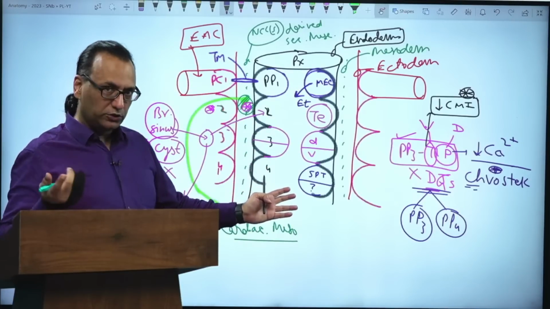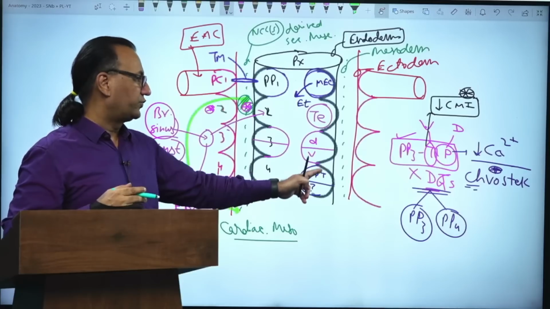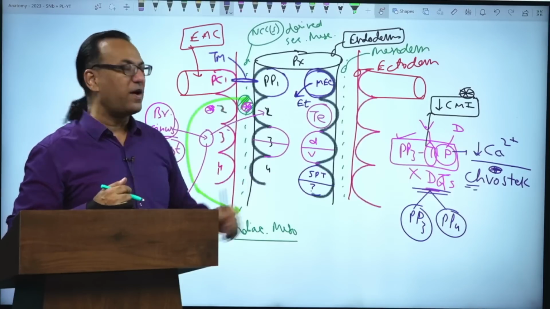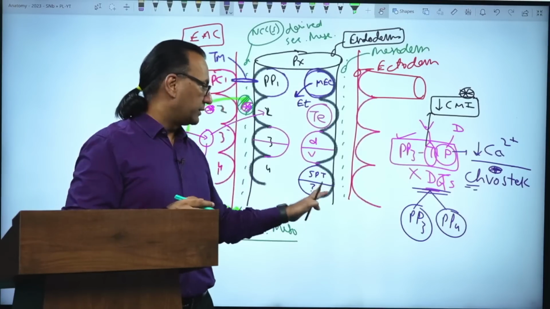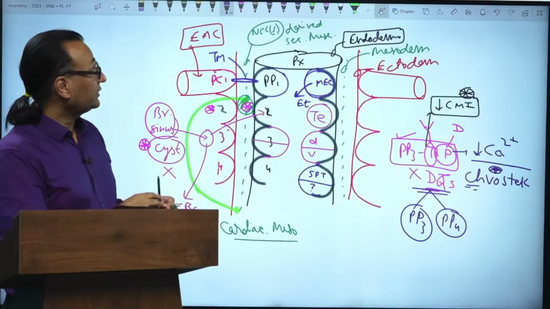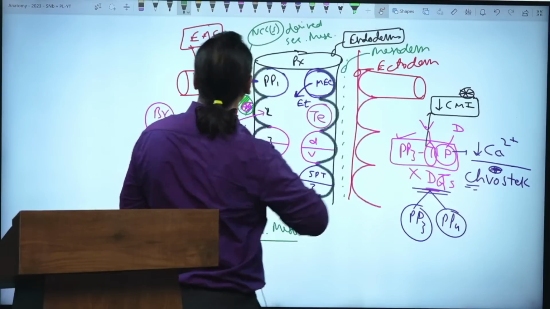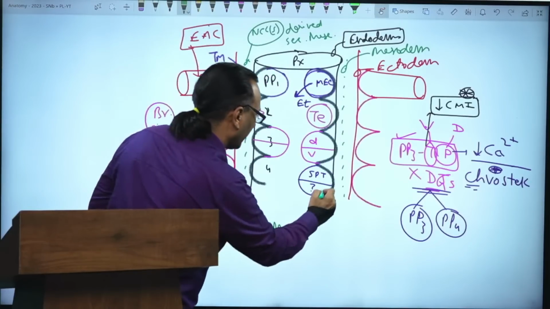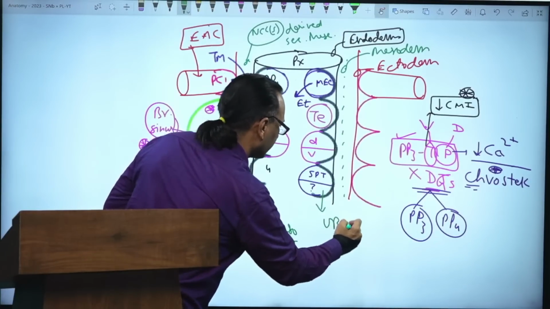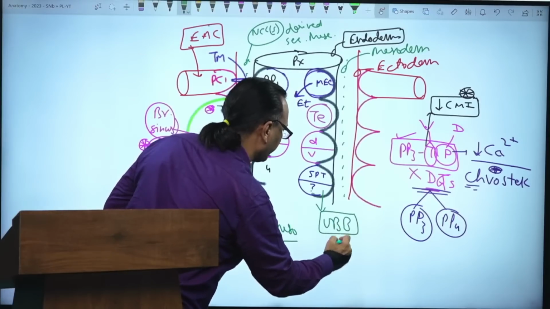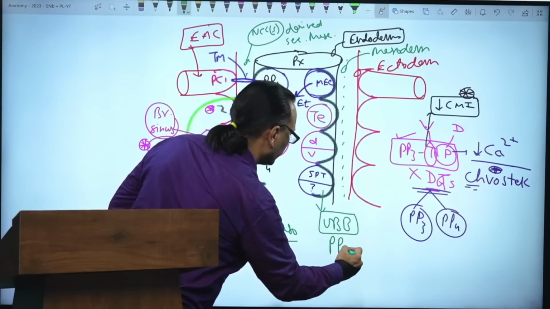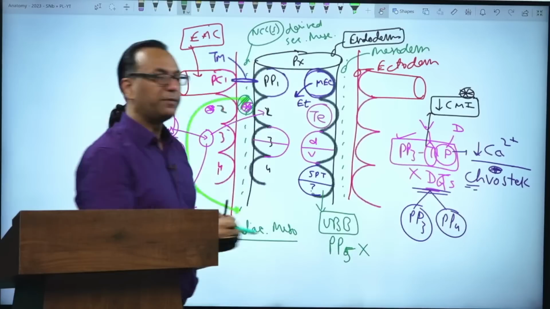Now my question to you is, if in pharyngeal pouch 4 dorsally you have superior parathyroid, what is present ventrally? Ventrally what we have is the ultimobranchial body, which is a remnant of pharyngeal pouch number 5. Pouch 5 disappears.